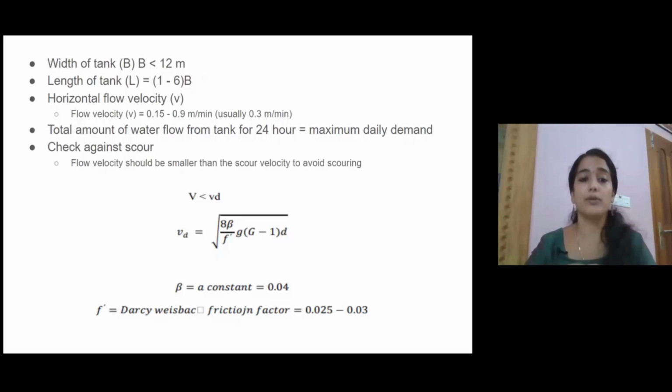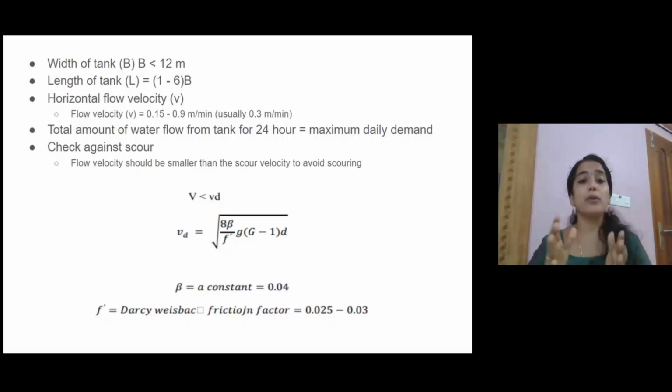The horizontal flow velocity. We have to control the flow velocity in order to enhance the settling action of the sediments. So we have to consider the horizontal velocity as an important factor and control it also. Then the flow velocity will be 0.15 to 0.9 meter per minute. Usually we accept the value as 0.3 meter per minute.